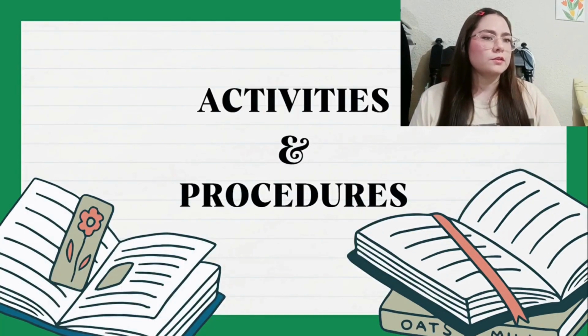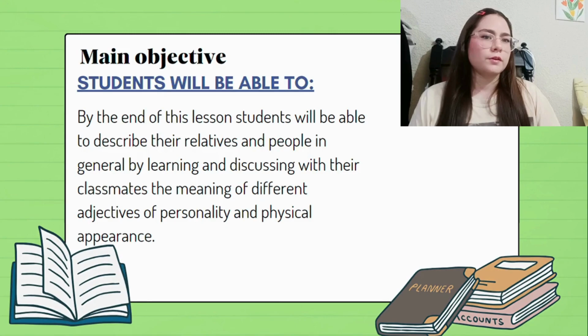Activities and procedures. Main objective. Students will be able to... By the end of this lesson, students will be able to describe their relatives and people in general by learning and discussing with their classmates the meaning of different adjectives of personality and physical appearance.